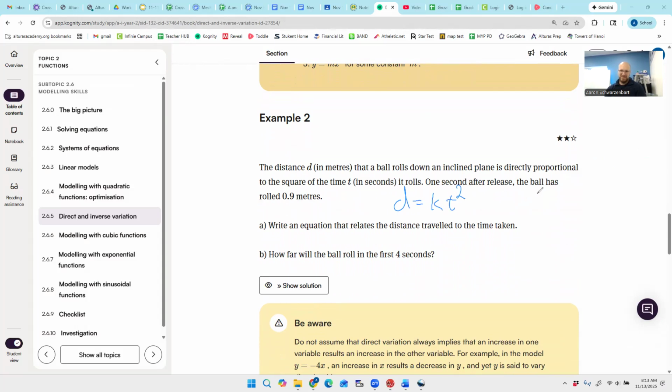One second after the release, the ball has rolled 0.9 meters. So K equals 0.9. So then my equation is D equals 0.9 T squared. How far will the ball roll in its first 4 seconds? 0.9 times 16. What's 0.9 times 16? I don't know offhand either.